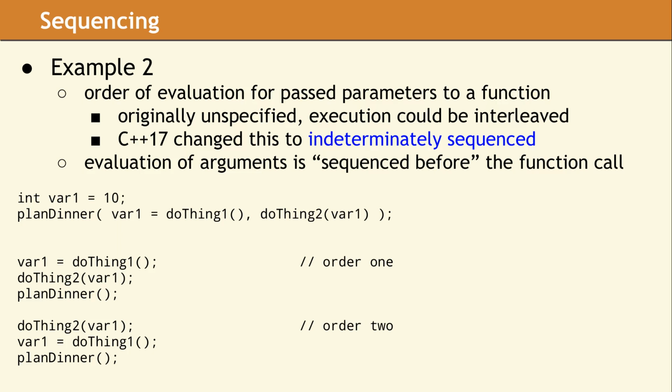Starting with C++17, the rules changed. Now the individual parameters are indeterminately sequenced with respect to each other. This means the compiler cannot interleave the operations. Instead, it must evaluate the arguments in some order. Namely, either do thing 1 will be called and then do thing 2, or the reverse. Even though the order is arbitrary and may still be a bug, this code in C++17 will not result in undefined behavior, which will make it easier to track down and resolve any bugs.